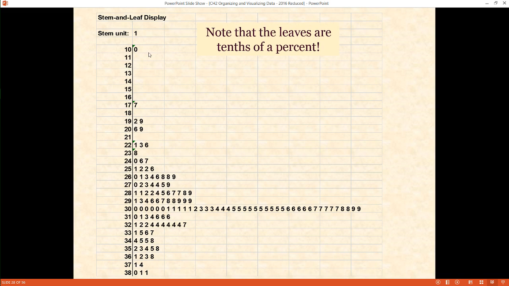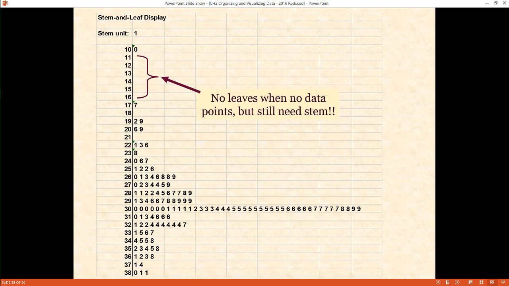So note what I have here. I've got a leaf here, which is a decimal place, right? A tenth. These are tenths of a percent. There are no leaves here. That's because we don't have any data in this range. But I still have to show them. You can't just go 10, 17. That's not an appropriate stem and leaf diagram. Okay. So then there's the next one, and then a gap again. There's no 18 point anything, so no data there.